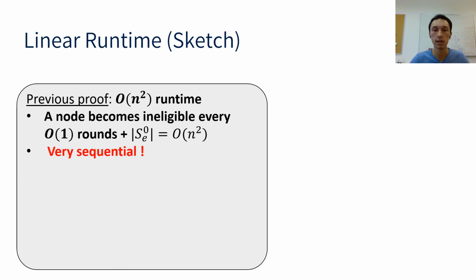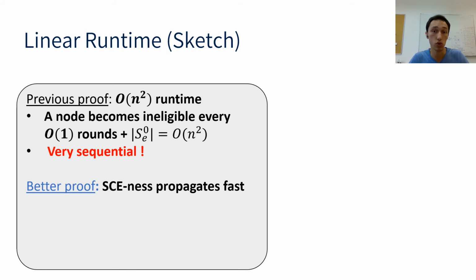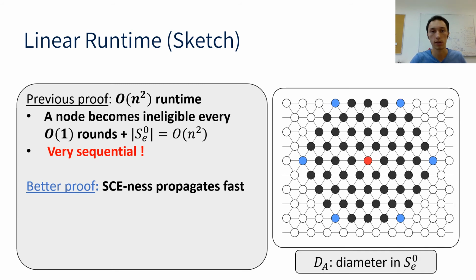However, this analysis is very sequential. One considers that there are at most a constant number of SCE nodes at a time. When we look more closely at the algorithm, we see that this is not true. Instead, we get informally that the SCE-ness, the property of being SCE, propagates faster throughout the shape. The following execution, shown using the right figure, illustrates that.